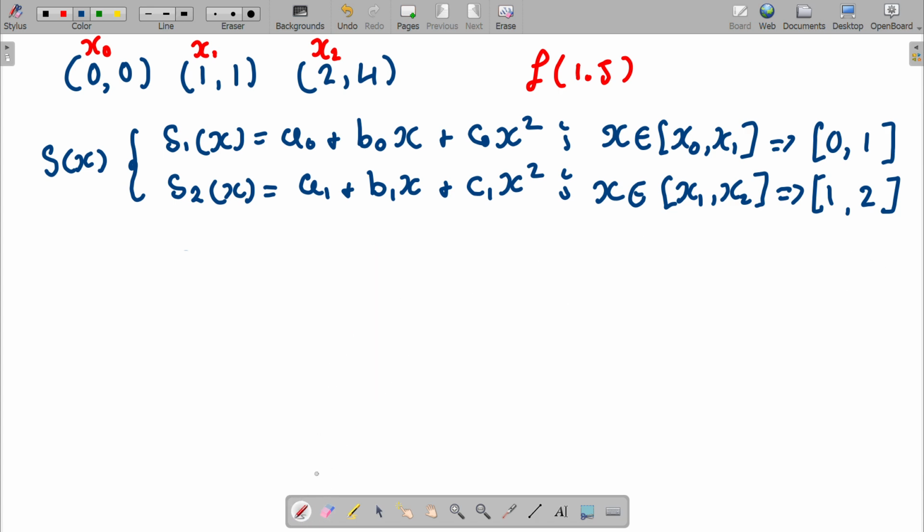So having done this, the first thing that we are supposed to do is to apply interpolation conditions. That's the first thing that you have to do.